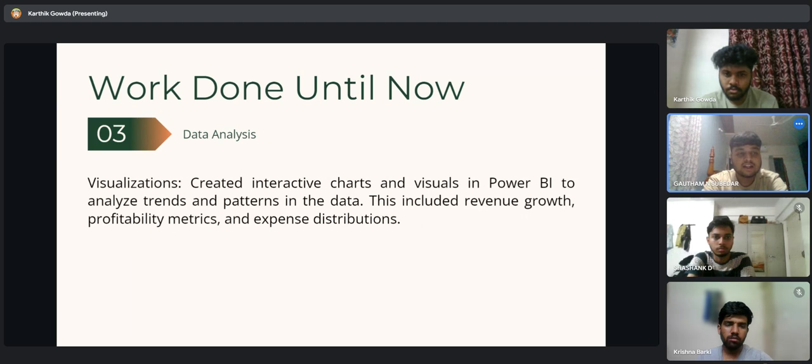And for the last part, that is the data analysis, through visualizations, we created interactive charts and visuals in Power BI to analyze trends and patterns in the data. This included revenue growth, profitability metrics, and expense distributions. Next.